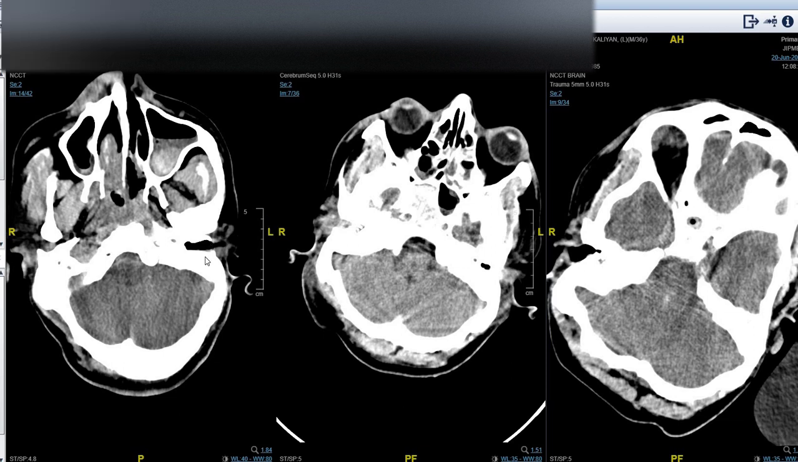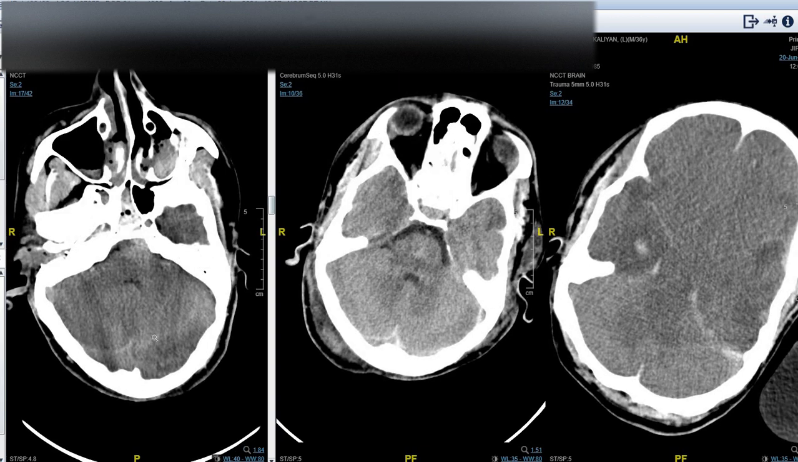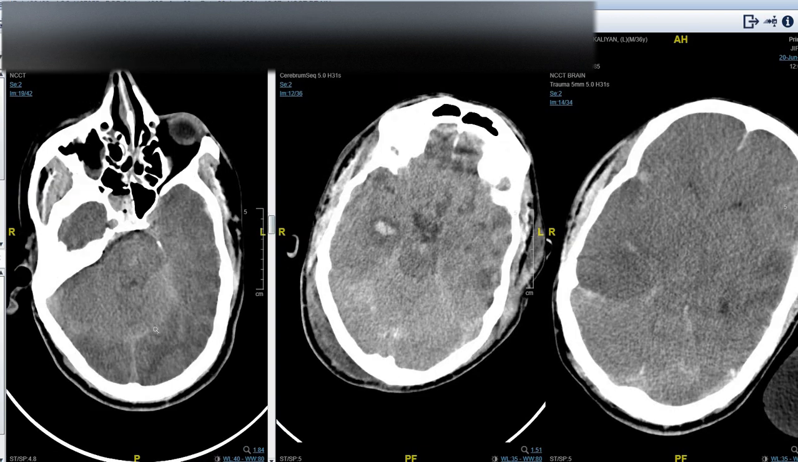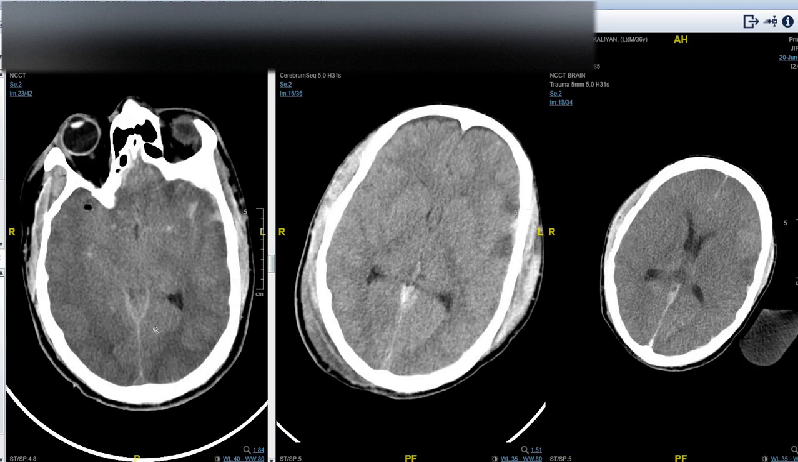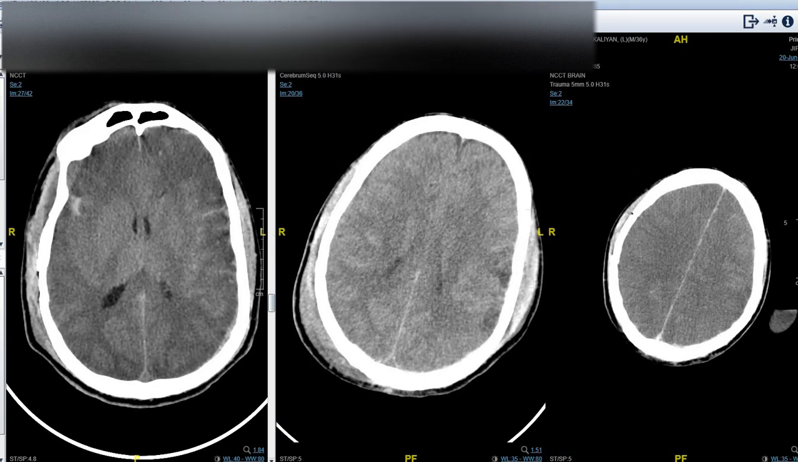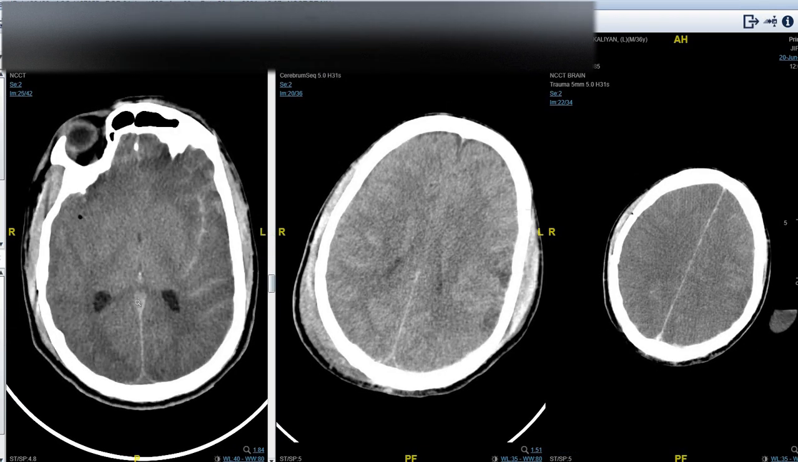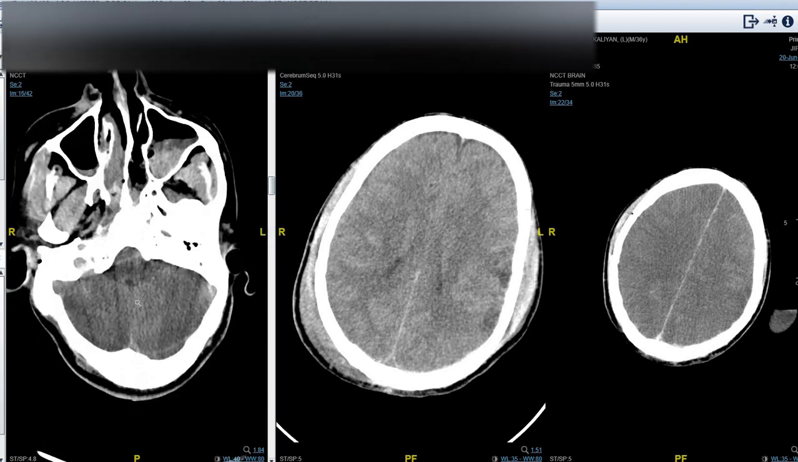So these are the serial scans of the patient who had a diffuse axonal injury. Concentrate on this part, and this is the scan that was taken on the first day of the trauma. You can see multiple injuries.